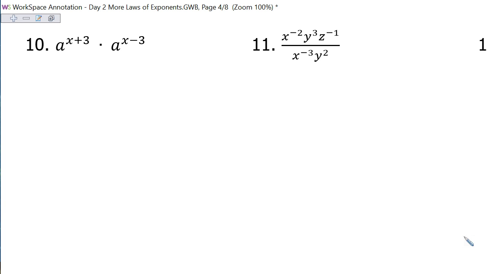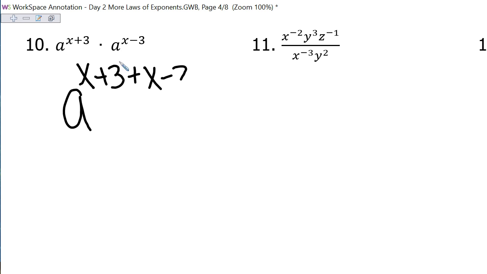Number 10, when you're multiplying and the bases are the same, what do you do with those exponents? Add them. So we need to add x plus 3 with x minus 3. What happens with the 3's? They cancel. And what's x plus x? 2x. So the answer is a to the 2x power.